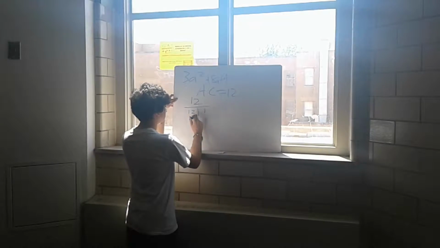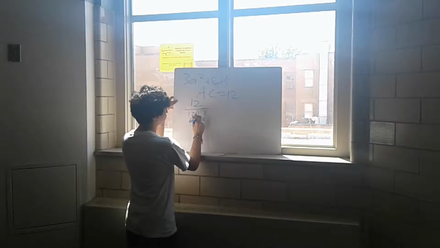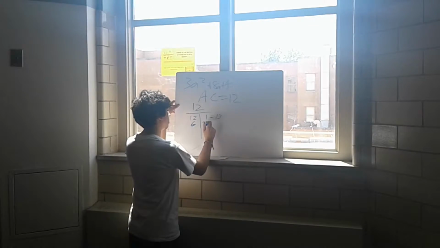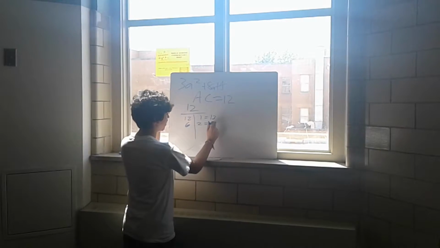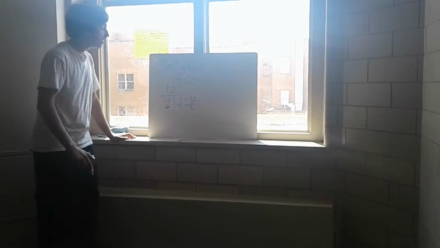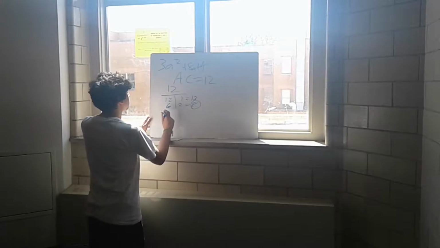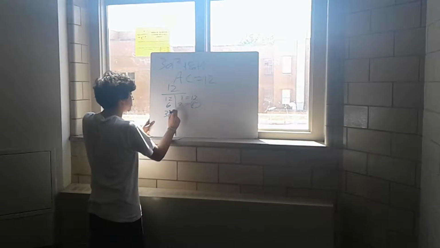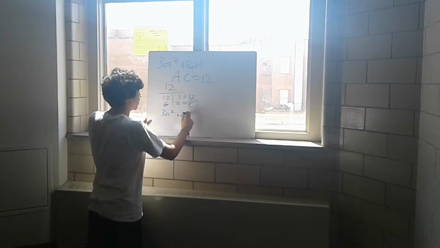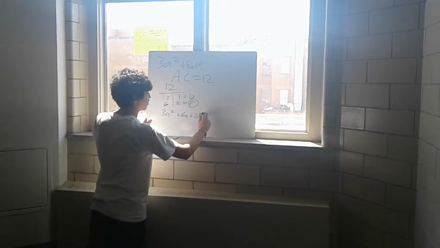It would be 6 and 2. And so the sum of 12 and 1 will equal 13. And the sum of 6 and 2 will equal 8, which is what we're looking for. I'm going to substitute the 8 with the 6 and the 2. And so then the equation will be 3a squared plus 6a plus 2a plus 4.